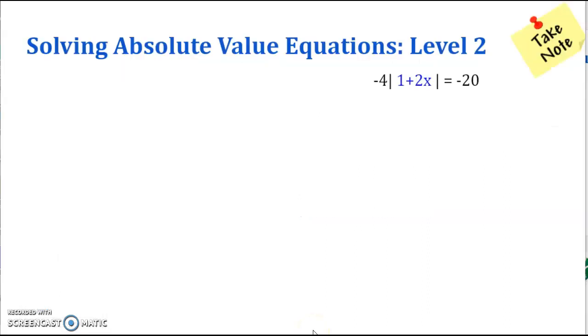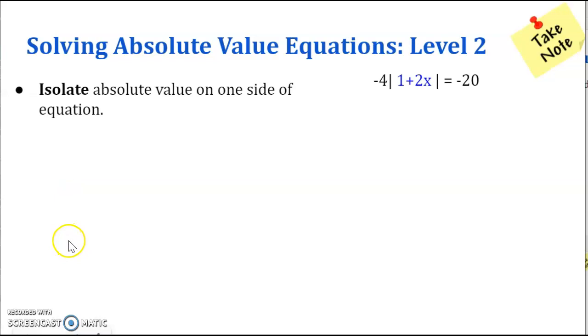Now let's extend that further. Now solving absolute value equations level 2. So if I have negative 4 times the absolute value of 1 plus 2x is equal to negative 20, what is the operation between negative 4 and this absolute value symbol? It is multiplication, right? So the first step is to isolate the absolute value on one side of the equation. We want just the absolute value expression. We don't want this negative 4, or anything else around the absolute value symbol.